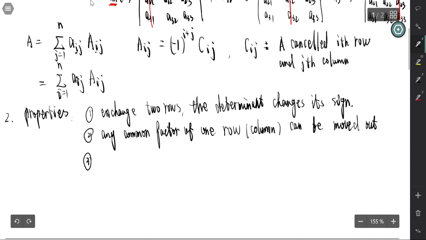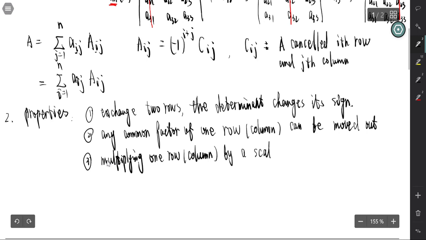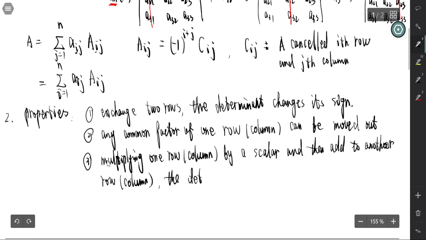The third property is that when we multiply one row or column by a scalar and then add it to another row or column, the determinant does not change.